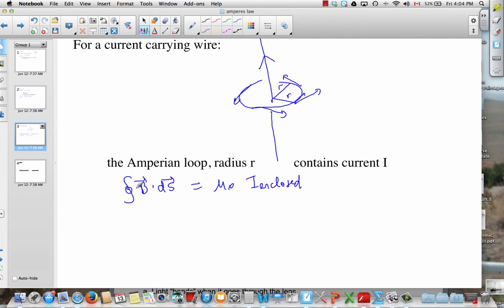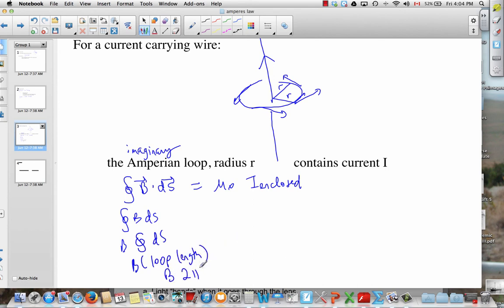So on this side, the first thing to note is that B is parallel to ds, so you can drop the dot product and drop the vectors. Then if we're the same distance from the wire, the magnetic field will have the same value everywhere on this imaginary Amperian loop. So if it's constant, you could pull it out of the integral, and then adding up ds just gives you the length of that loop. And given that it's a circle, that's 2 pi times the radius of that imaginary loop.